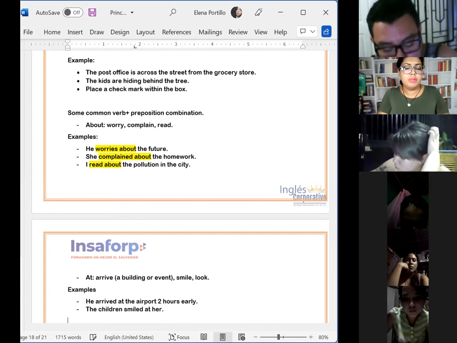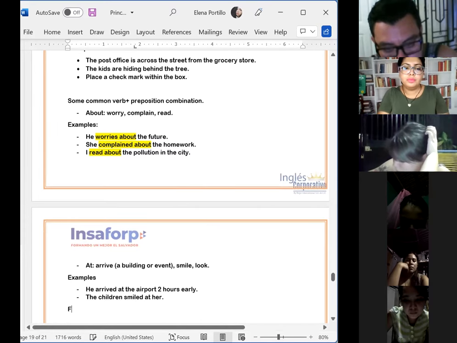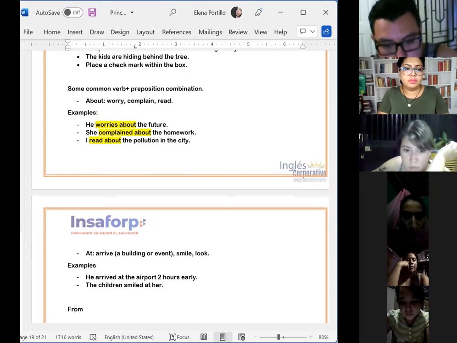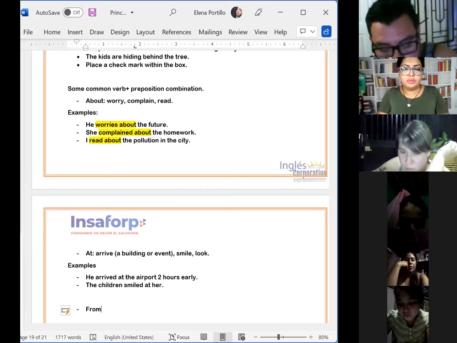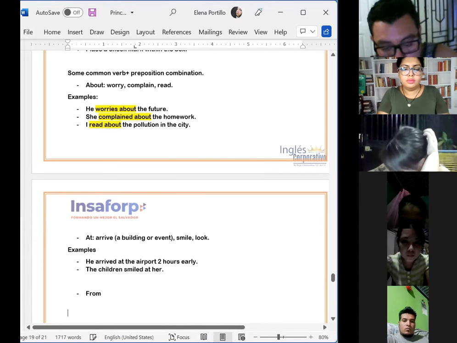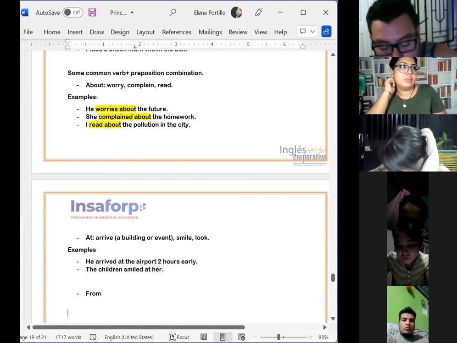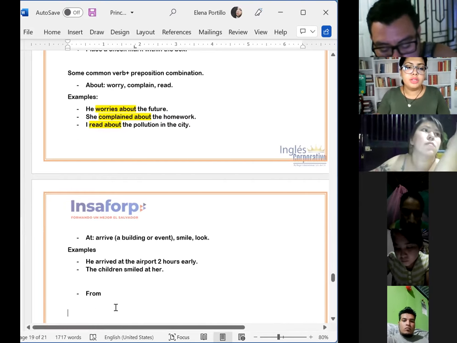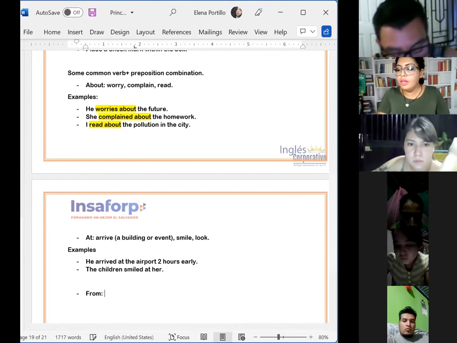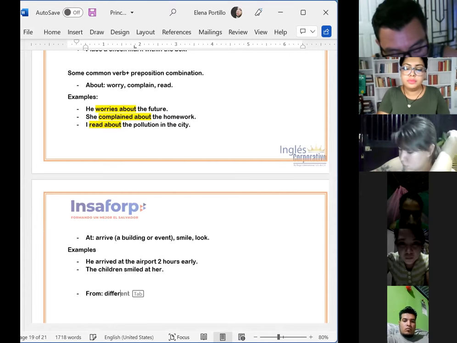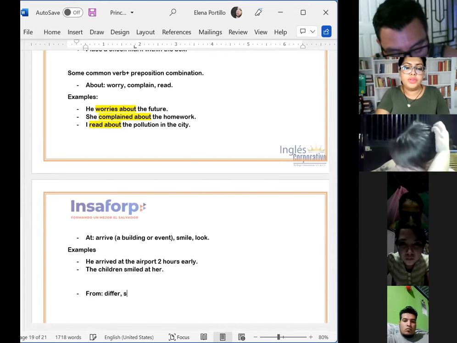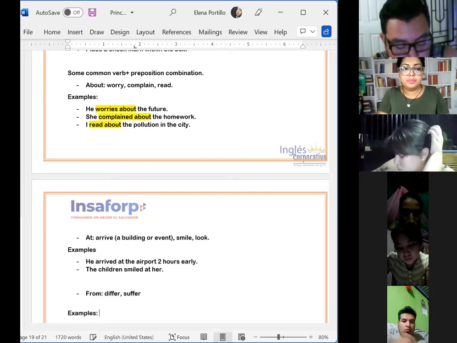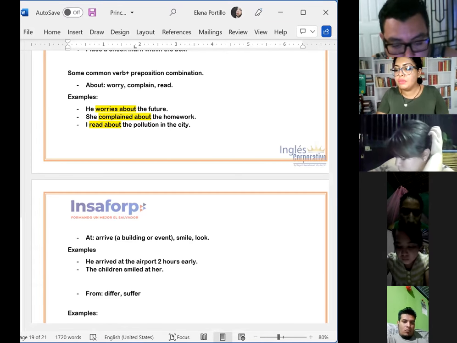Y tenemos el último de los ejemplos de estos, que es from. Podemos decirle de cuando estamos enviando algo, ¿verdad? From, o de algún lugar. From, and we can use from con defer, que es diferir. O con suffer, sufrir. And we have some examples. And it's the results differ from my original idea.